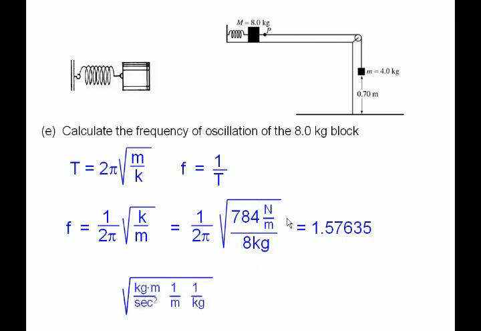Newton is a kilogram meter per second squared. We're dividing it by meters and we're dividing it by kilograms, so I wrote them as separate fractions, and then I can cancel out the meters and kilograms. So this comes out to 1 over seconds, and remember that is the units for hertz.